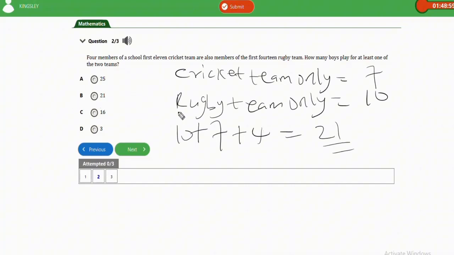This basically is how to do problems involving this kind of sets for your JAMB Maths. Hope you learned something interesting from this video. Let's call it a video, guys.